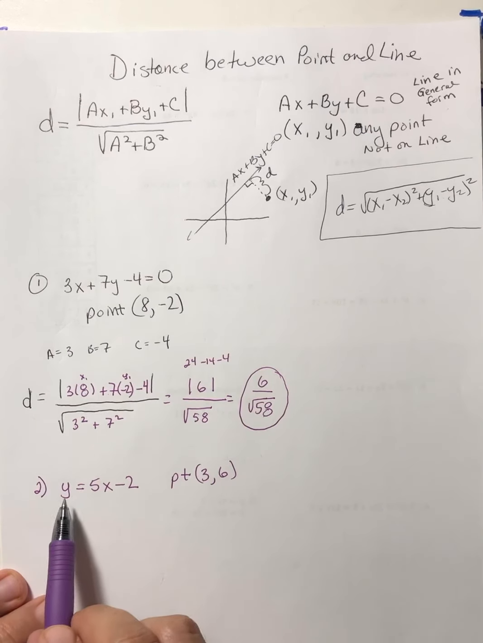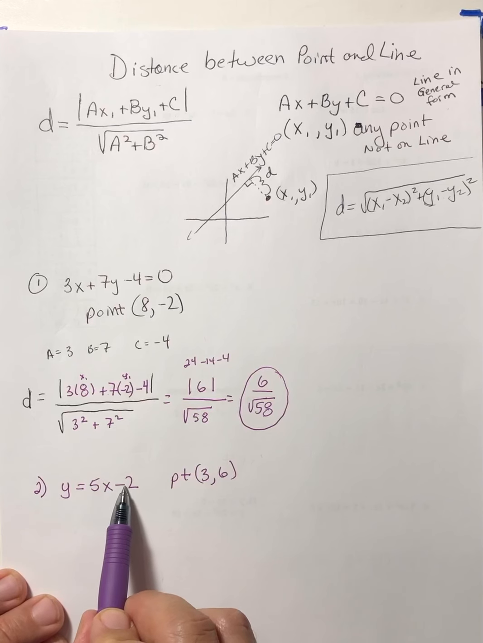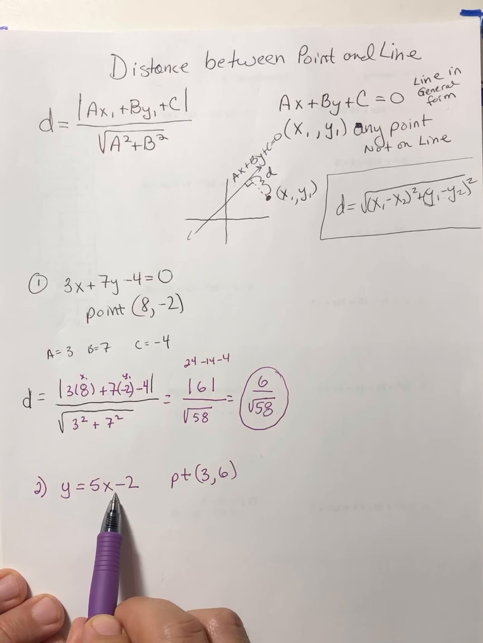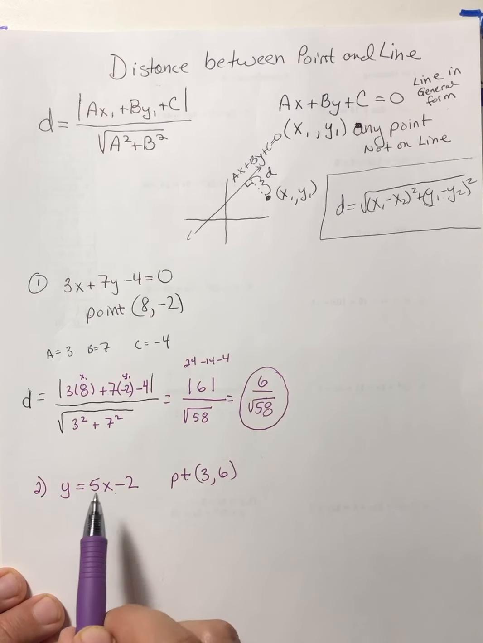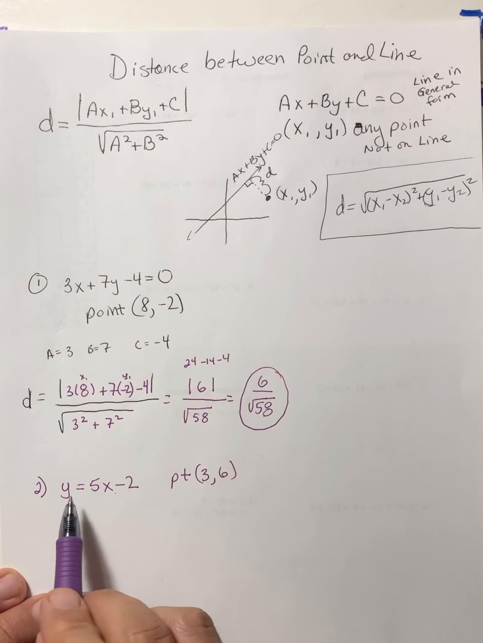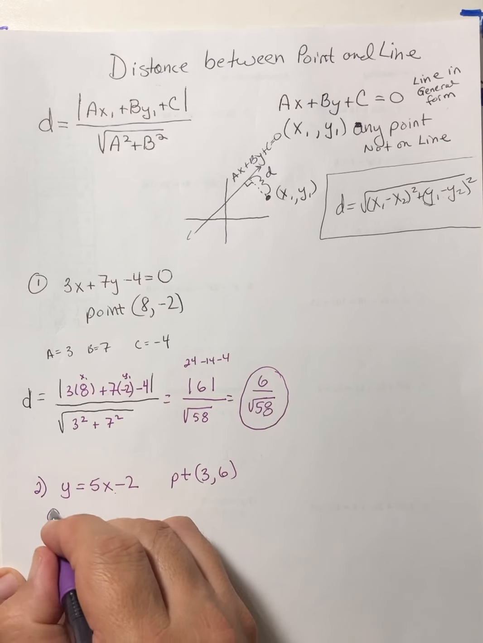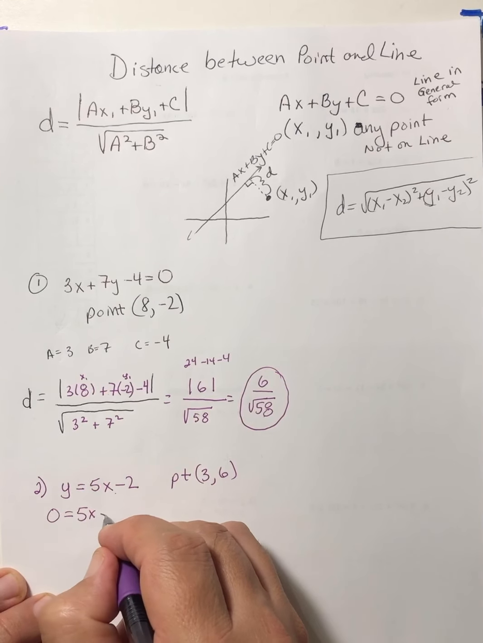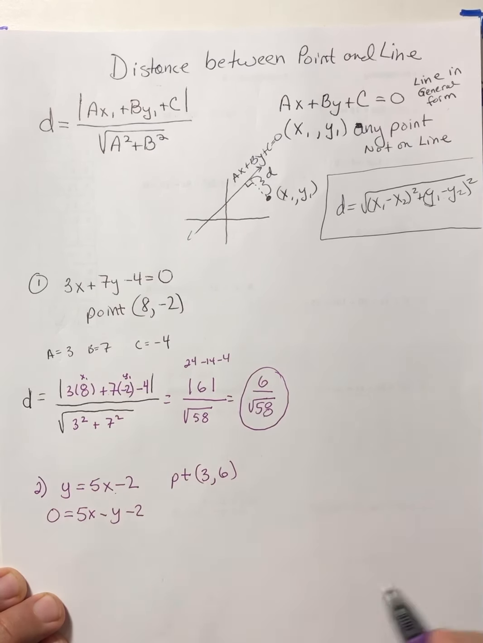All right, so what are we doing here? This is in the wrong format. This is in slope-intercept form. We need general form, so we have to make this equal to 0. I don't care what you do, move the y, move all of this. I think I'm just going to move the y. So I have 0 equals 5x minus y minus 2.